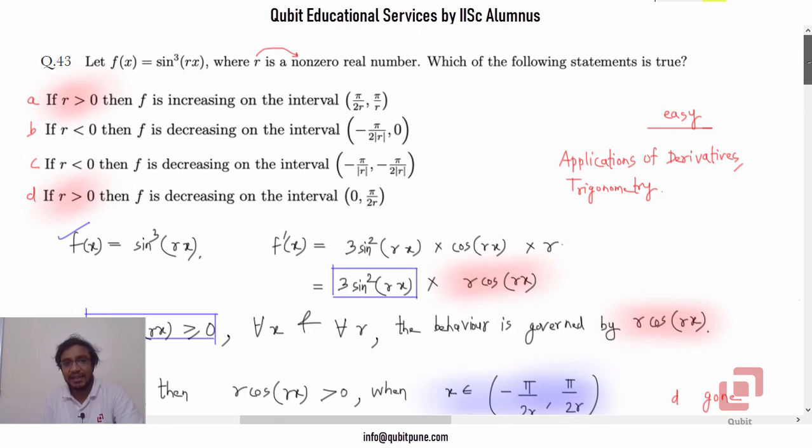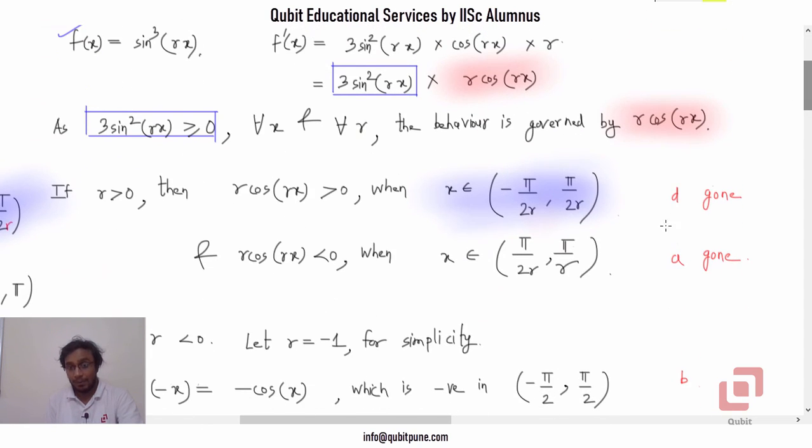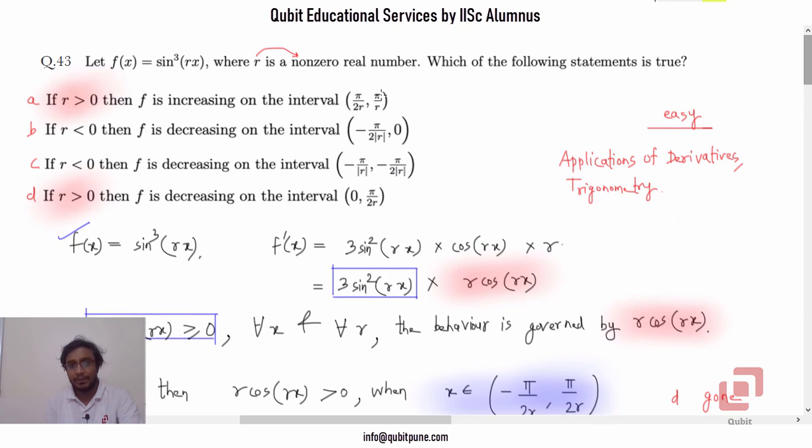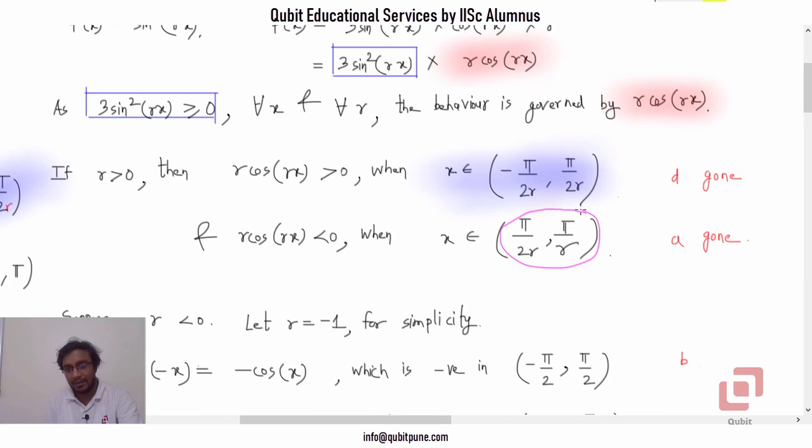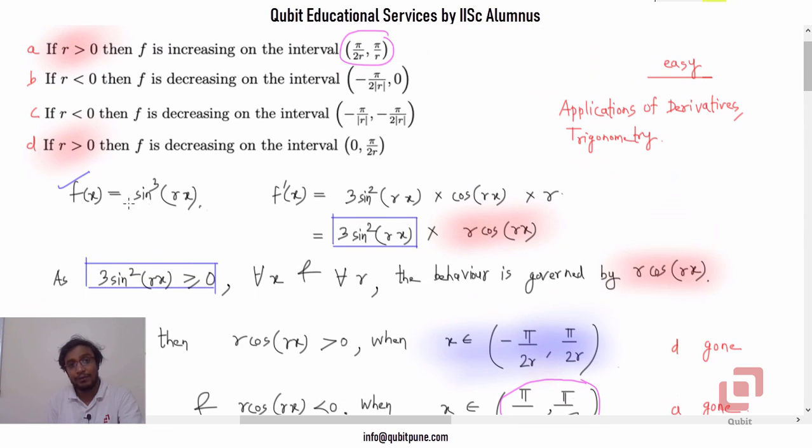How? Let's read A. A says if r is positive, then f is increasing on the interval pi by 2r to pi by r. But here we are actually getting the result opposite to what we have for increasing functions. When x belongs to pi by 2r to pi by r, the derivative is negative. Derivative of which function? f prime is negative. So derivative is negative implies that the function should decrease. They have said that it is increasing, so A is gone.